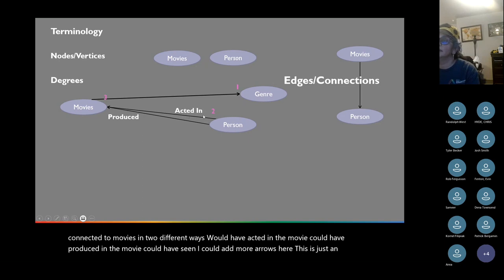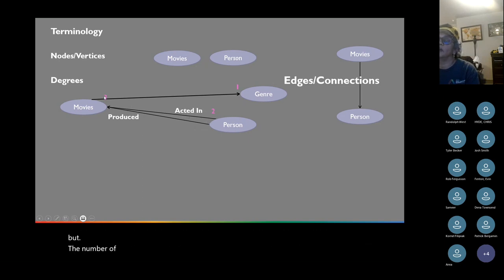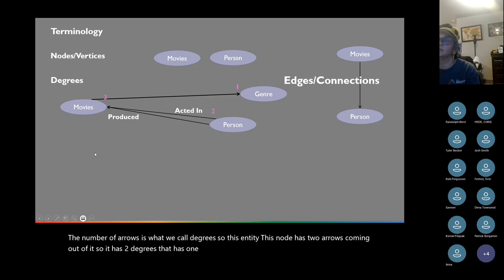But the number of arrows is what we call degrees. So this node has two arrows coming out of it, so it has 2 degrees. That has 1 and this has 3. This is the terminology that you use for data modeling: you call it degrees.